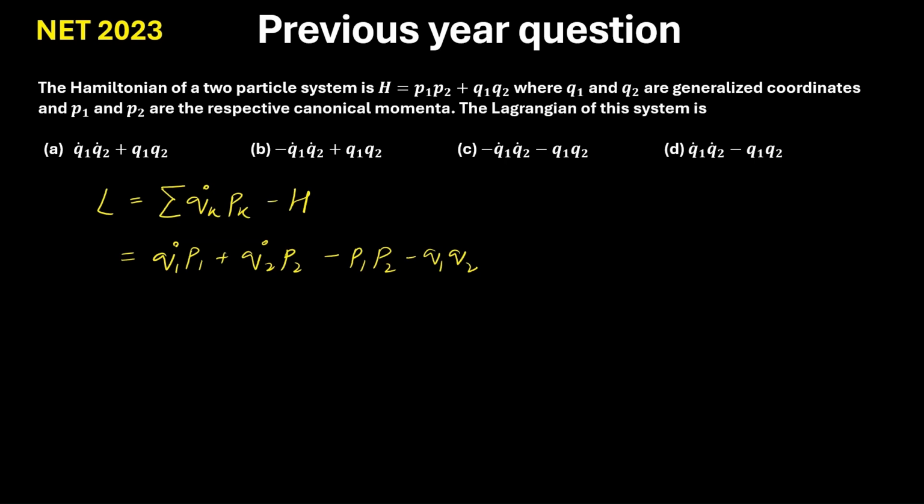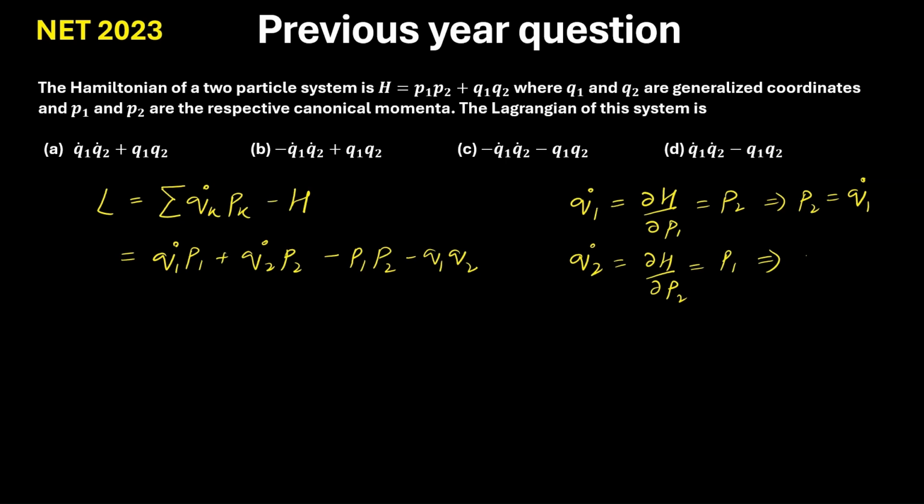Now from the options, we can see that they are all expressed in terms of Q or Q dot. So what we can do is we can use the equation of motion. So Q1 dot is equal to the derivative of the Hamiltonian with respect to P1. So I'll get here P2. So from this we can write P2 is equal to Q1 dot. Similarly, Q2 dot is equal to del H by del P2. So you'll get P1 here. So you can write P1 is equal to Q2 dot.